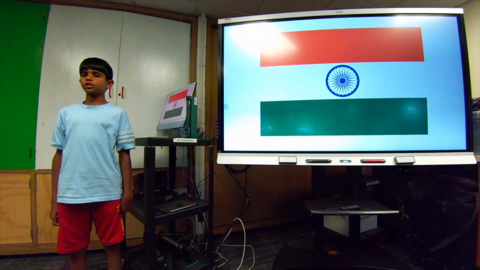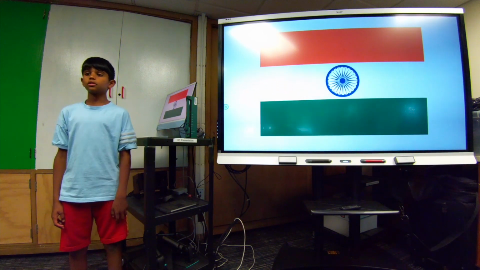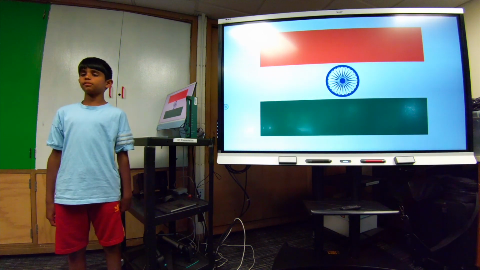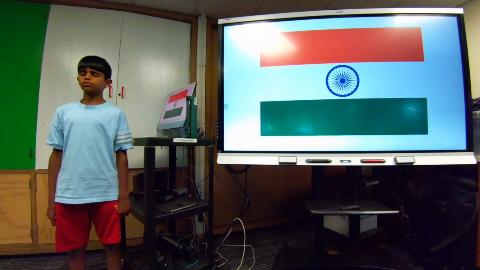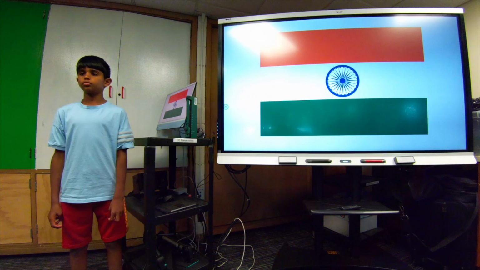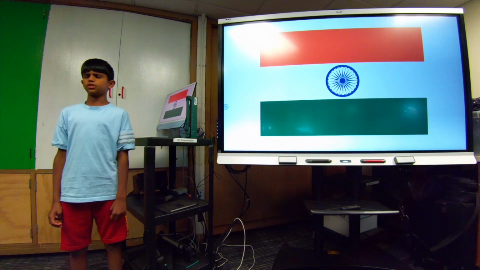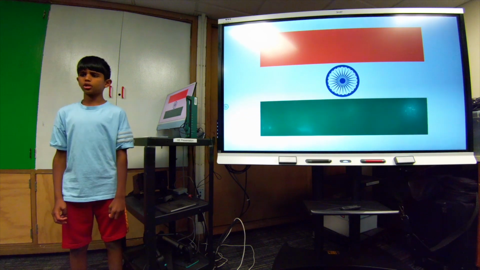And for India, it's not just how the flag looks, it's what it's made of. By law, the flag is to be made of a special type of cloth called khadi, which was made popular by the famous Mahatma Gandhi, who led India to independence from Great Britain by using nonviolence.